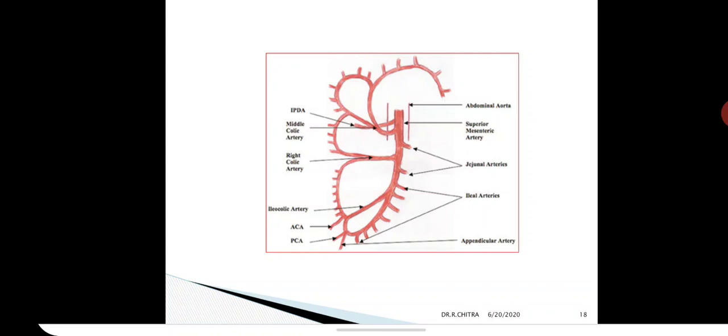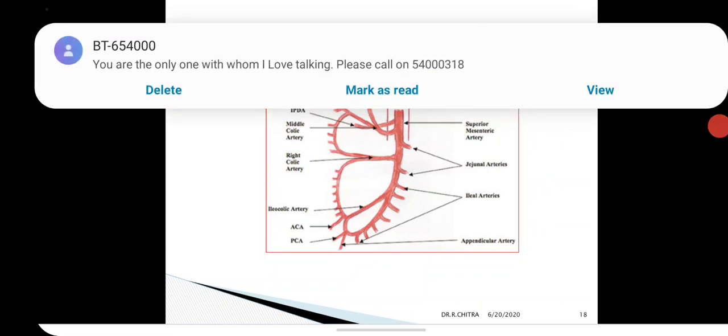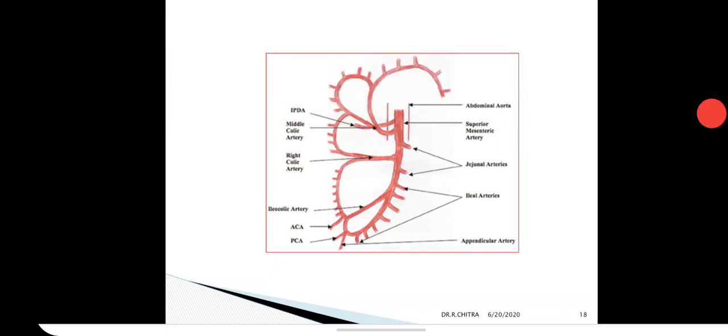In this image you can see what I was describing just now. Start from the middle colic artery. The middle colic artery will divide into two branches, right and left. Then you see the right colic artery divides into ascending and descending. The ascending branch of the right colic artery anastomoses with the right branch of the middle colic artery. Then the descending branch of the middle colic artery anastomoses with the ascending branch of the ileocolic artery.